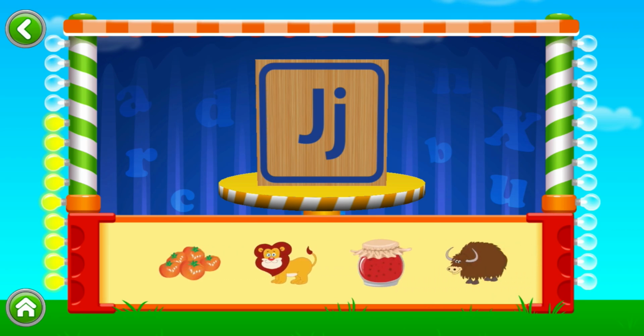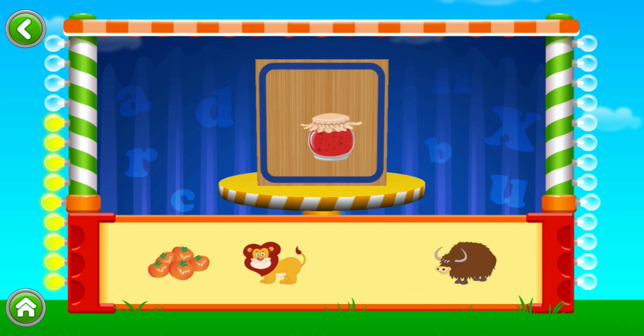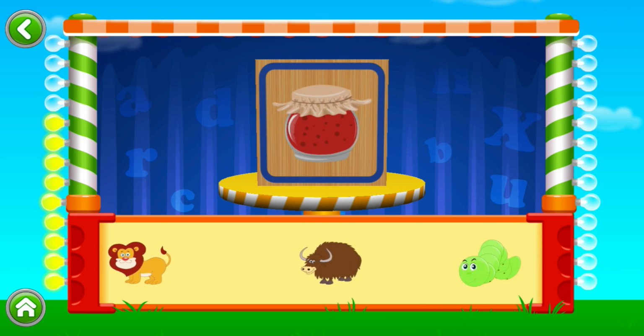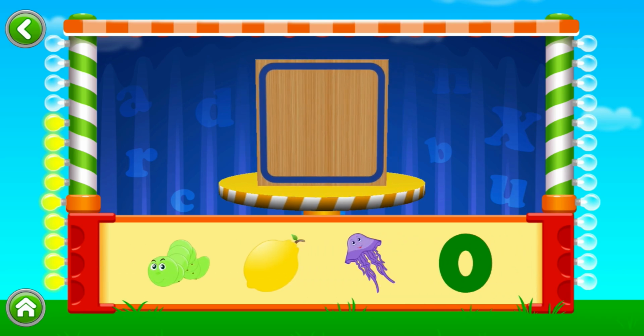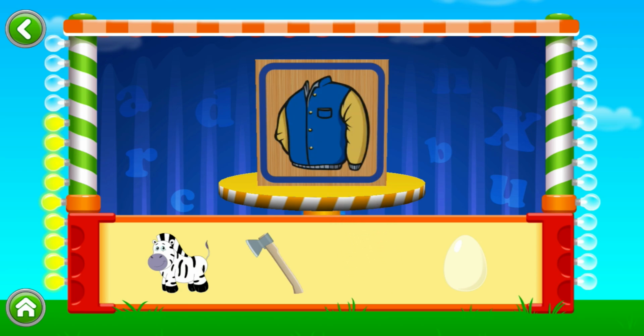J. Jam. Go ahead and turn the letter cube. Jellyfish. Now, let's do the next side. Jacket.